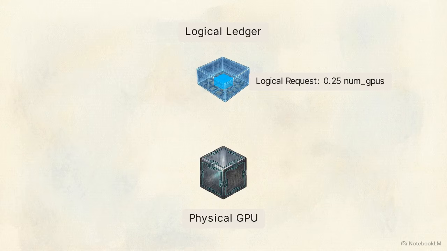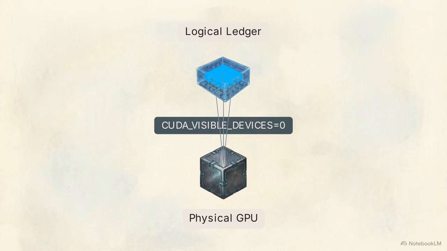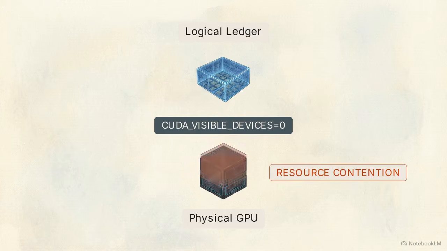But this logical abstraction creates an administrative illusion. When an actor requesting a quarter of a GPU drops down to the actual execution layer, it can easily saturate 100% of the physical hardware. Ray Scheduler does not enforce hardware-level limits on compute. It enforces basic isolation solely by setting the CUDA visible devices environment variable, assigning the exact same physical index, like device 0, to multiple fractional workers.